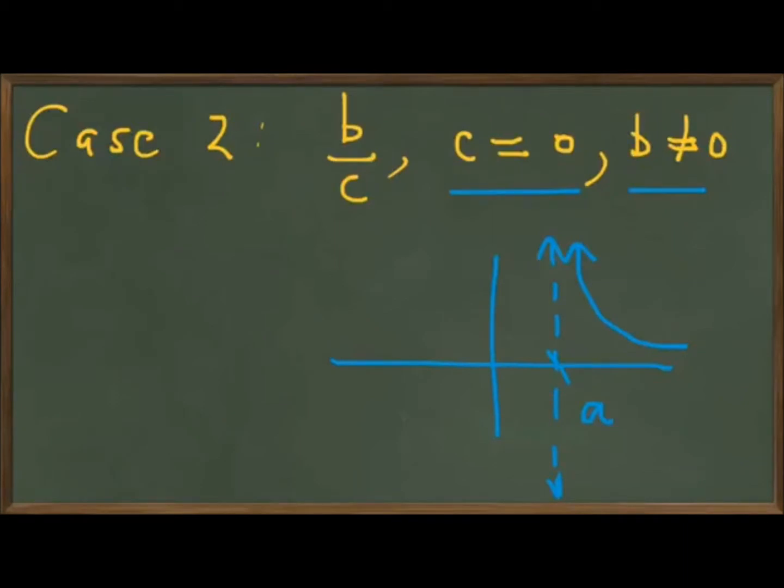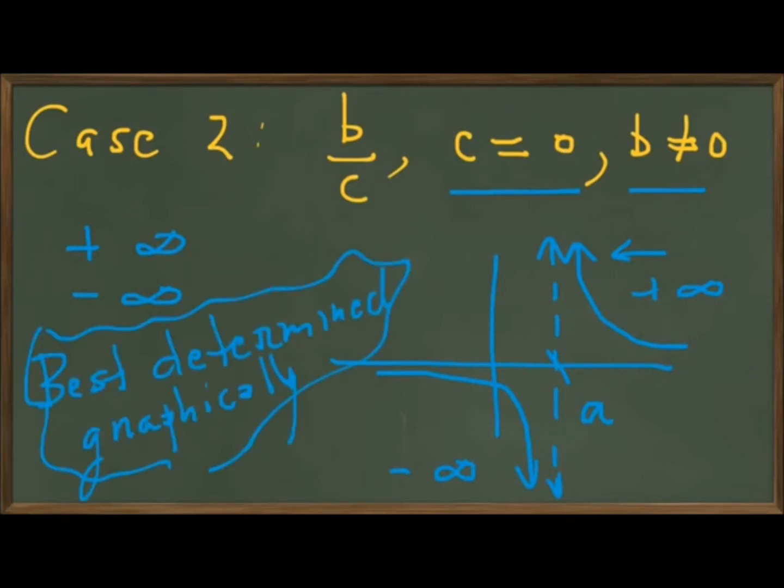So it approaches the vertical asymptote from the right like this, going to positive infinity, and it approaches the vertical asymptote from the left like this and has a limit of minus infinity. So in this case, what happens is we get a 0 denominator when plugging in, and we wind up with a left limit and a right limit of either plus or minus infinity.